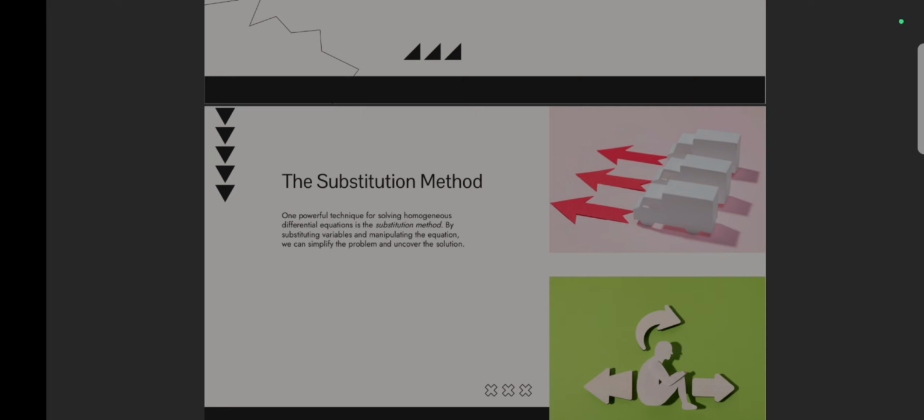The substitution transforms the homogeneous differential equation into a simpler form, typically a separable or linear equation, which can be solved using standard techniques like separation of variables or integrating factors. The fifth one, find the general solution.